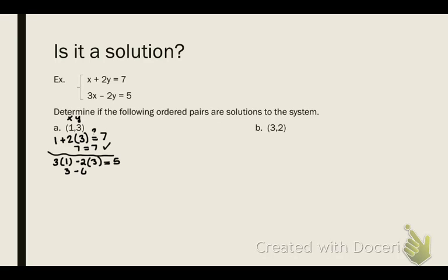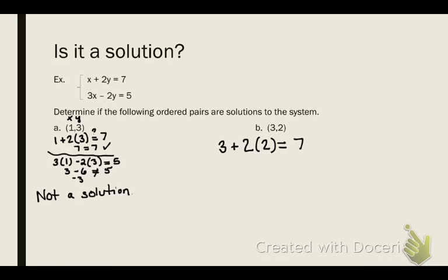Well, 3 minus 6 is negative 3. This does not equal 5. Therefore, this is not a solution to the system because it does not satisfy both equations. It would be an ordered pair that falls on the top line, but not the bottom. Right, so let's check if 3, 2 is the solution. Again, substituting this into both equations.